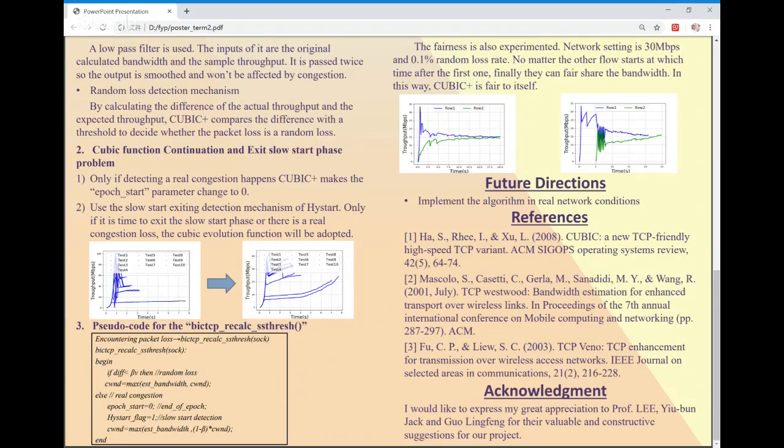Here come the references, and only some part of the references because the space is limited.